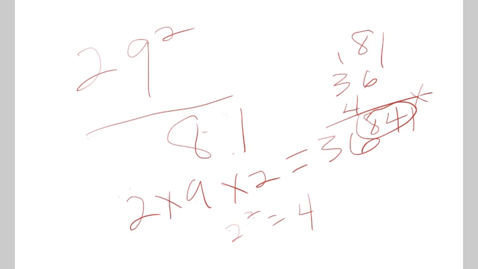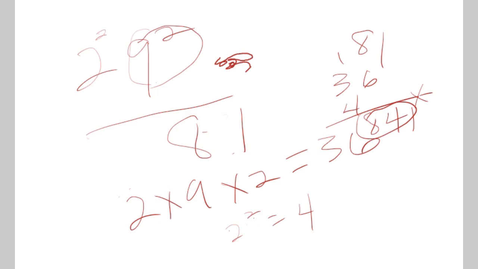As you can see, shortcuts always help. You can go, this is 81. 9 to the second, 9 squared is 81. To get your next one, you can just take the square of this and go 4 times 9 is 36, and you got your 36.